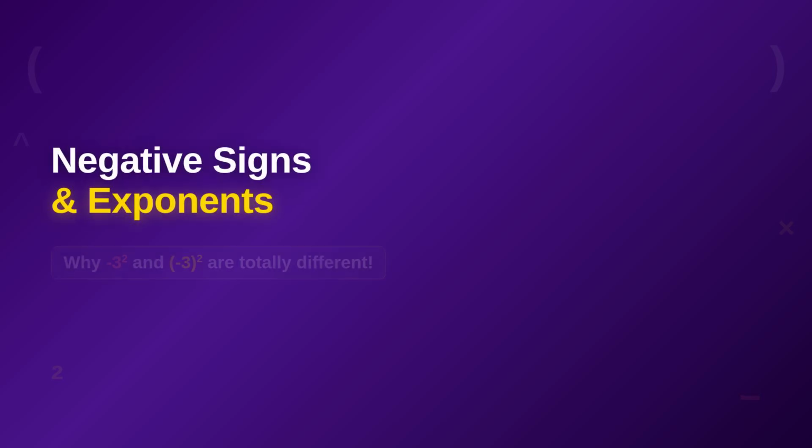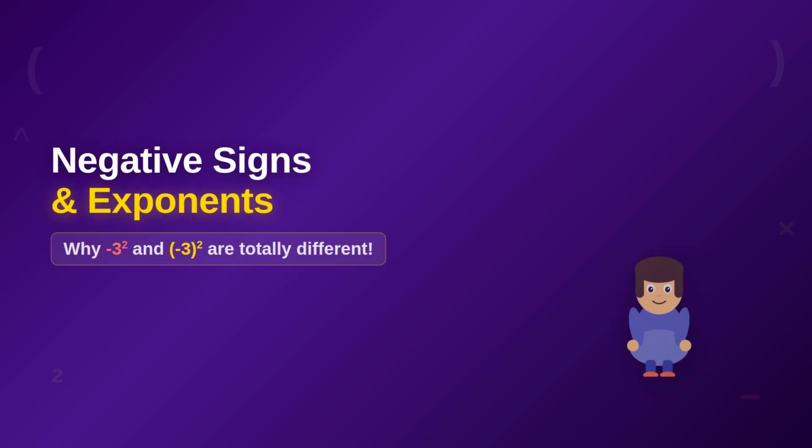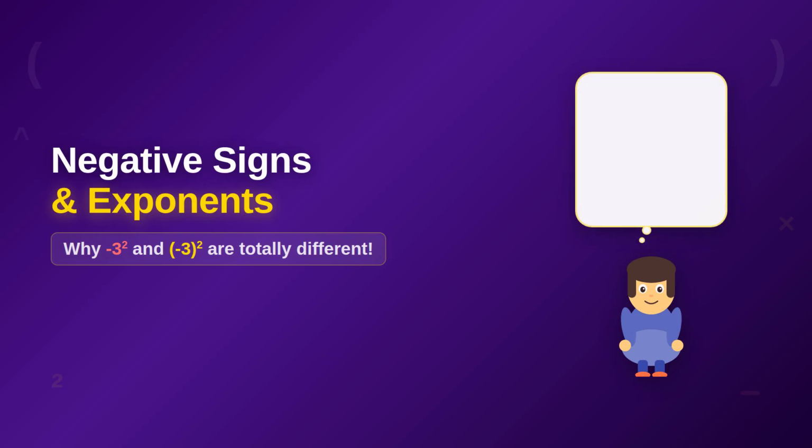Meet Maya. She's in 7th grade, doing her math homework, and she runs into a problem that stops her cold. Her worksheet asks, what's the difference between -3 squared and -3 in parentheses squared? She stares at both expressions. They look almost the same, but her teacher circled them and said they are not equal. Today, we're going on Maya's journey to figure out exactly why.